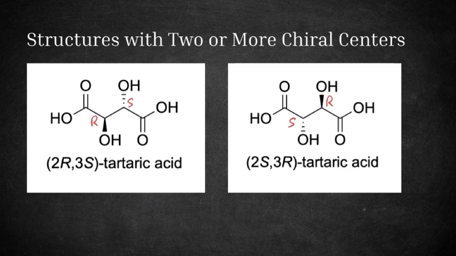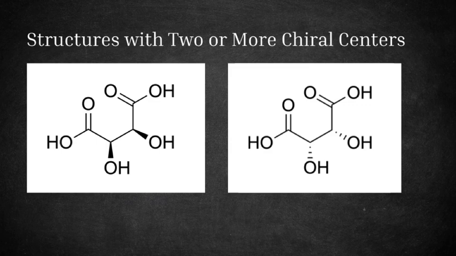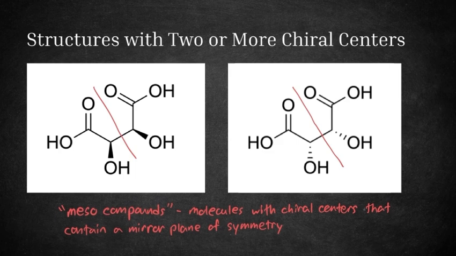Rotating around the C2-C3 bond, we see that both 2S3R and 2R3S tartaric acid have a mirror plane of symmetry within the molecule, making these molecules achiral, and as a result superimposable on each other, making them the same molecule. We call compounds like RS tartaric acid meso compounds, which are molecules with chiral centers that contain an internal mirror plane of symmetry, making them achiral. Therefore, there is a corollary to the rule that swapping the configuration at every chiral center of a molecule gives its enantiomer. This is only the case if the compound itself is chiral. Flipping all the chiral centers on a meso compound will result in another achiral compound.